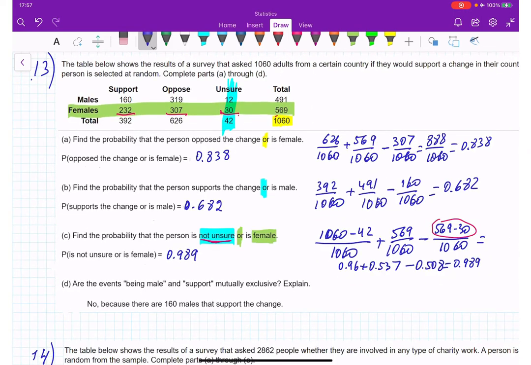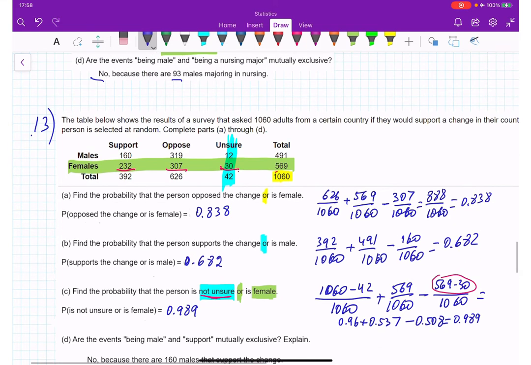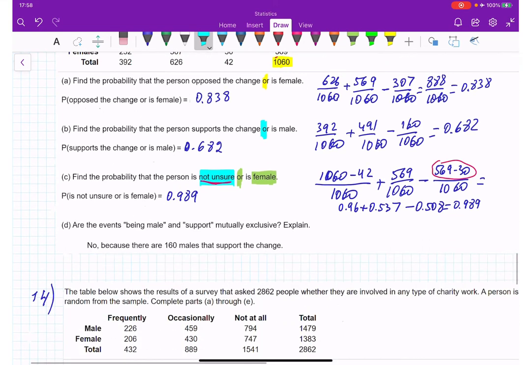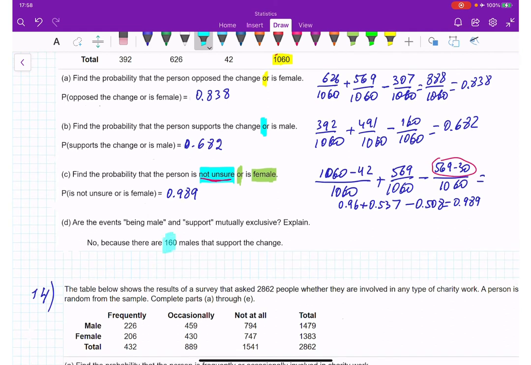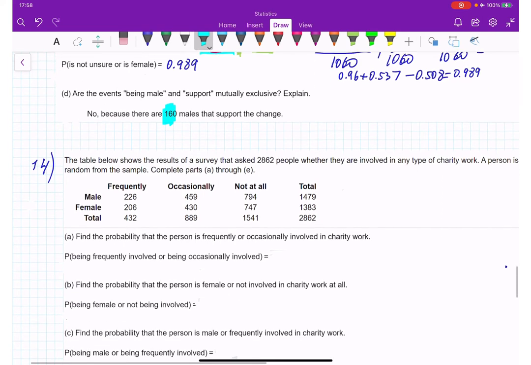So our question D, are the events being male and support mutually exclusive? Male and support, let's see. Let me clean this. Male, 160 people, and male and support. Okay, here it is. No, because there are 160 people that are male and that support the change. Okay. Question number 14.